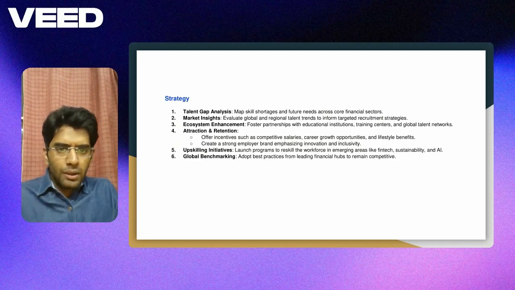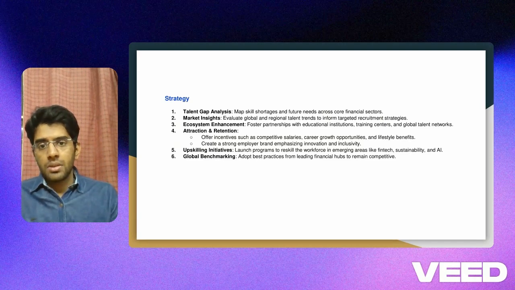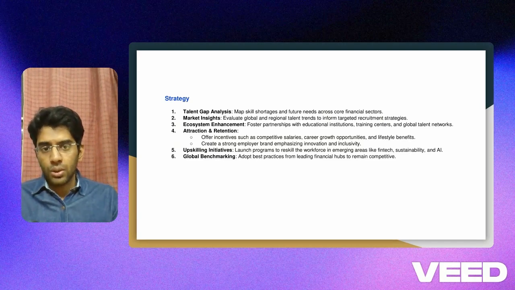Market insights. We evaluate global and regional talent trends to inform targeted recruitment strategies. So this market insights is also important.